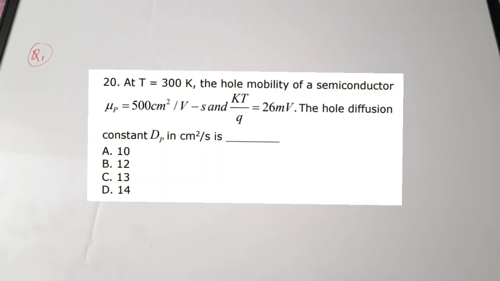So I hope that you have answered all the 10 questions within 15 minutes. You can see the questions on board. Okay, so the first question is, at T equal to 300 Kelvin, the hole mobility of a semiconductor μP equal to 500 centimeter square per volt second and kT by q equal to 26 millivolt. The hole diffusion constant DP in centimeter square per second is dash.